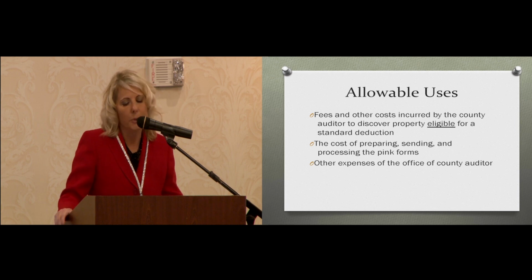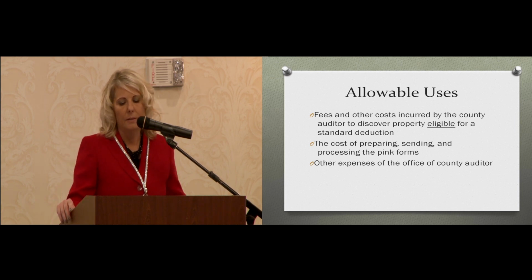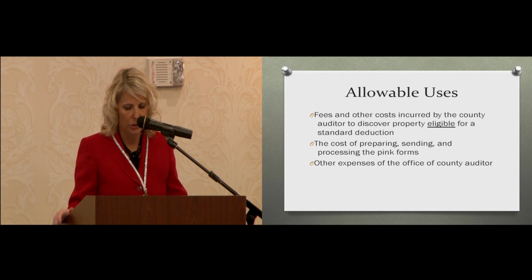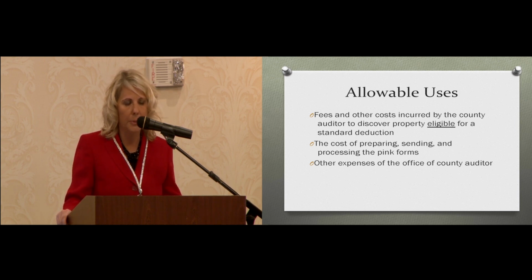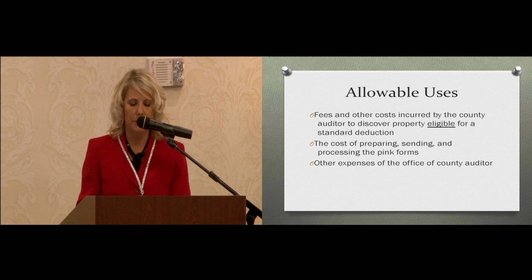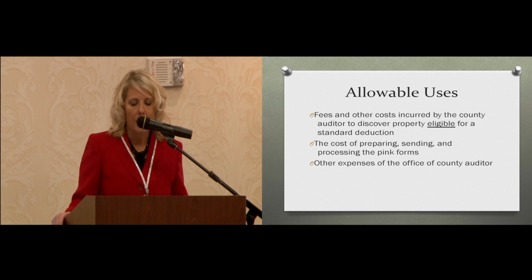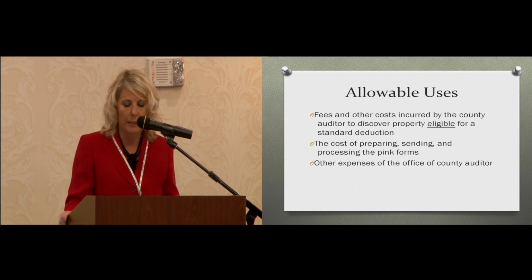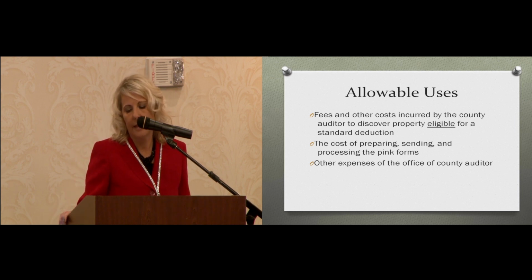It has specific allowable uses in the statute, which is to say that it can be used for fees and other costs incurred by the county auditor to discover property eligible for a standard deduction. I find this kind of odd. I thought that it would state that it's for discovering ineligible properties, but it does not say that. And so I guess you can promote people legitimately getting a homestead or standard deduction. You can use it for the cost of preparing, sending, and processing the pink forms. Hopefully that's almost come to an end. And any other expenses of the office of the county auditor.